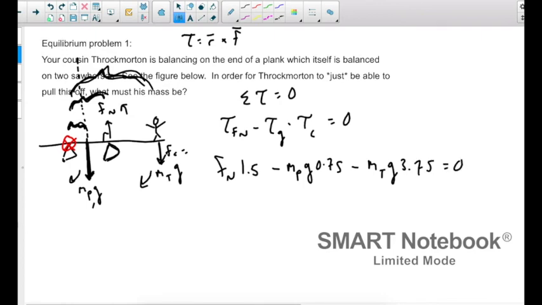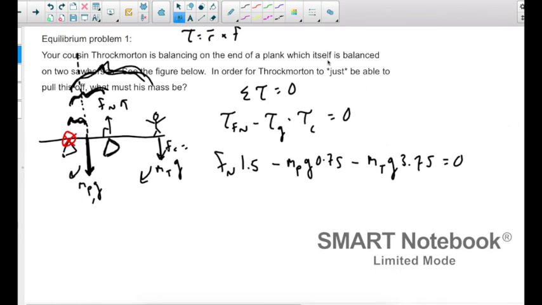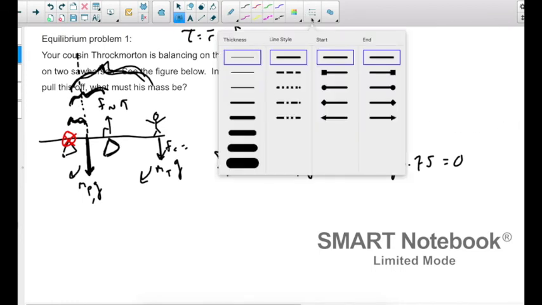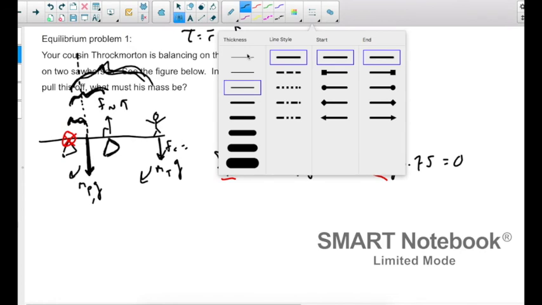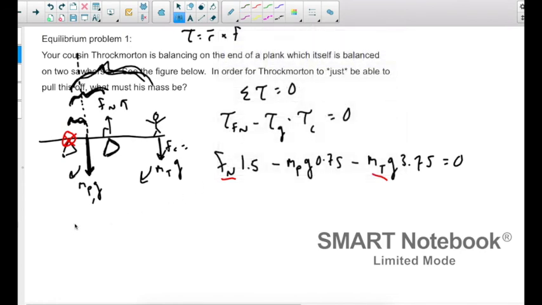And you can see right away that now I have two unknowns in this expression. I have the normal force and the mass of Throckmorton. So I need another equation, don't I? The second equation that I need before I can start solving for this is to do a translational equilibrium analysis.